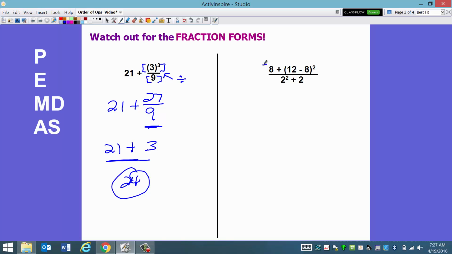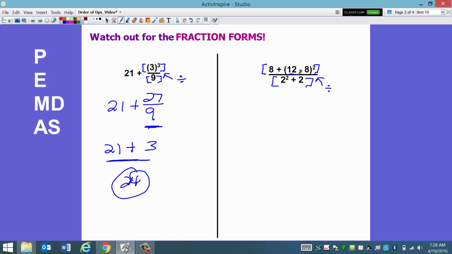Well, same thing. You need to consider the numerator as its own parentheses and the denominator as its own parentheses, and solve them first before you can do that fraction bar division. So I'm going to start with my numerator. I'm going to perform PEMDAS on the numerator. So PEMDAS says to do the parentheses first. Did you notice that there's an exponent outside the parentheses? Be careful of that one.